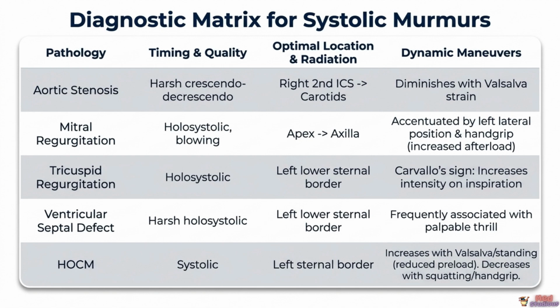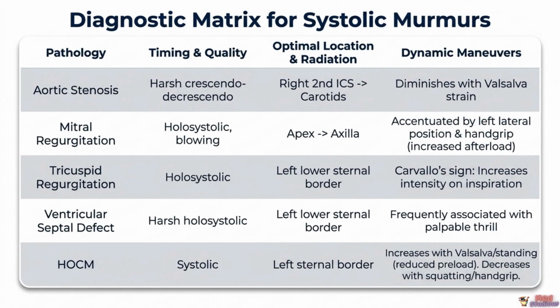Mitral regurgitation produces a holosystolic, blowing murmur traveling from the apex to the axilla, accentuated by left lateral positioning and hand grip, which increases afterload and regurgitant flow. Tricuspid regurgitation produces a holosystolic murmur at the left lower sternal border that increases specifically with inspiration, a finding known as Carvalho's sign, reflecting increased venous return to the right heart.